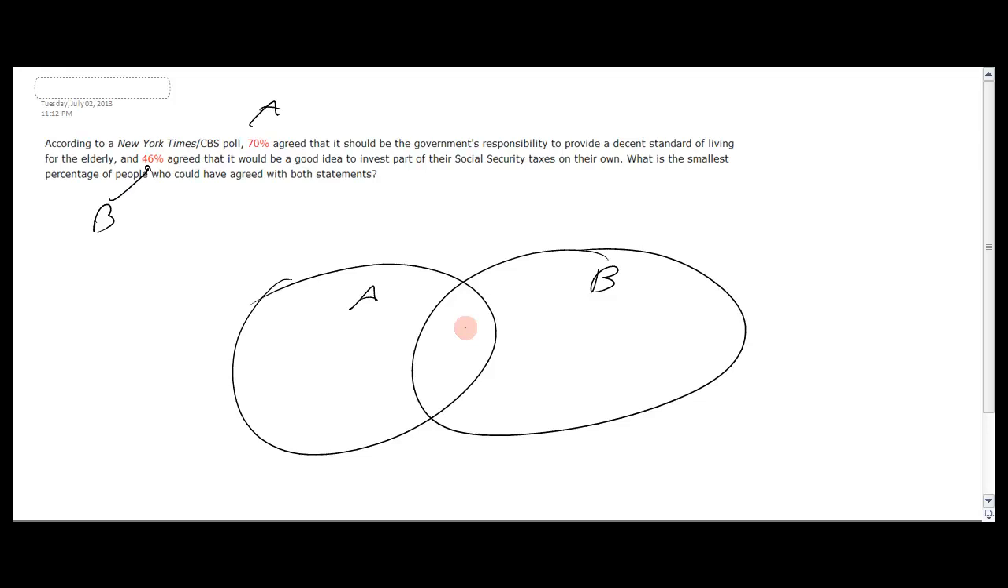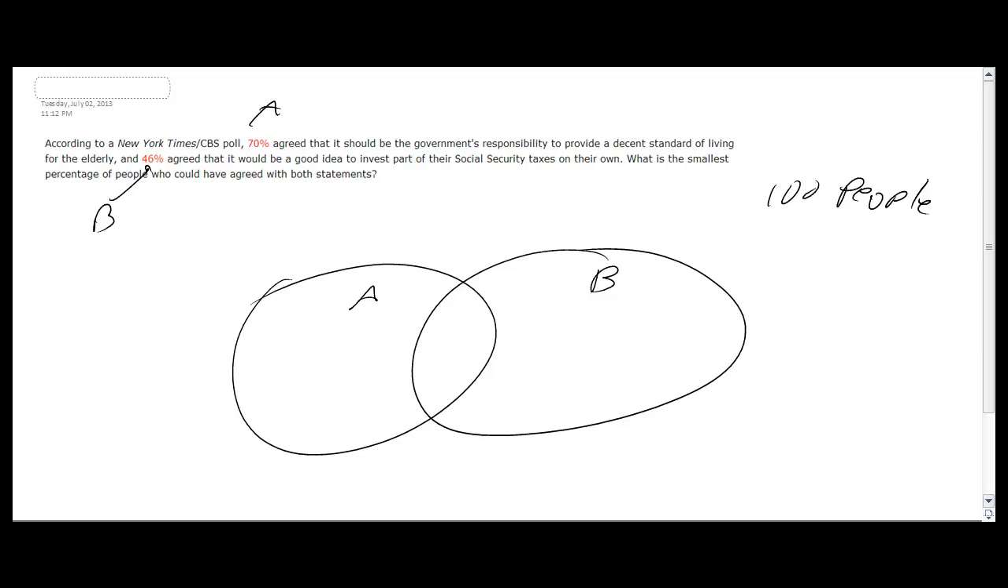So now the question is, if 70, and we could just imagine, let's just say they talked to 100 people, just to make it easy to imagine, because then the percentages fit well. 70 of them said yes to A, 46% said yes to B. Now the question here is, what's the smallest, let me double check, I believe the question is what is the smallest percentage of people that could have agreed with both statements?